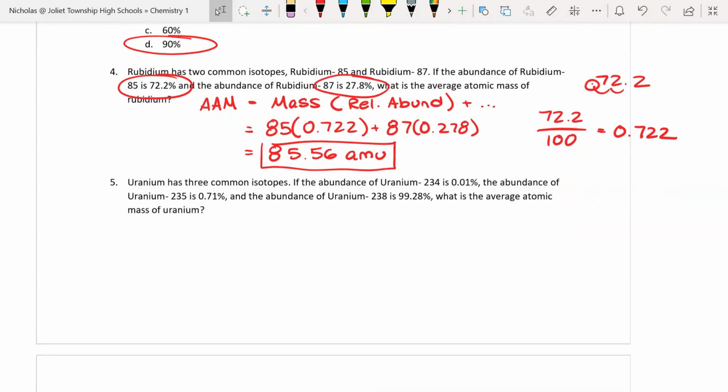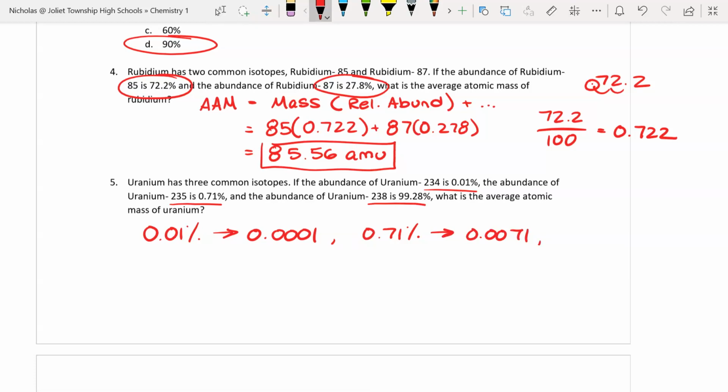All right, number 5 is pretty much the same thing, but instead of having just 2 isotopes, we have 3. So we have uranium-234 at 0.01, we've got 235 at 0.71, and then we have 238 at 99.28. Our first step is going to be, again, to take each percent and convert it to a decimal. So 0.01% is 0.0001. We have 0.71%, and converted to a decimal, that is 0.0071. And then 99.28% is 0.9928. Again, move the decimal to the left 2 places or divide each percent by 100.